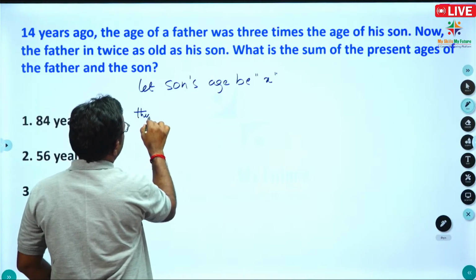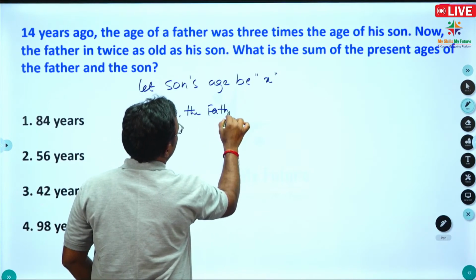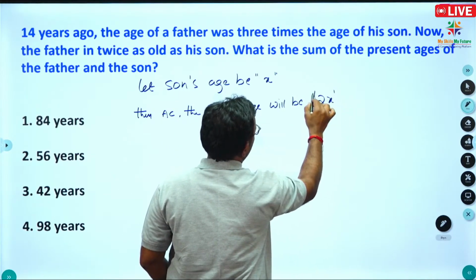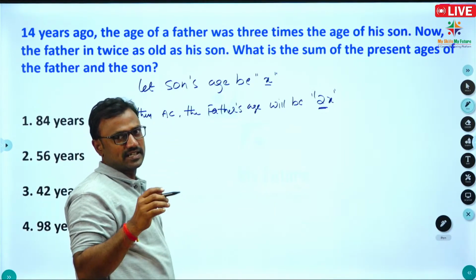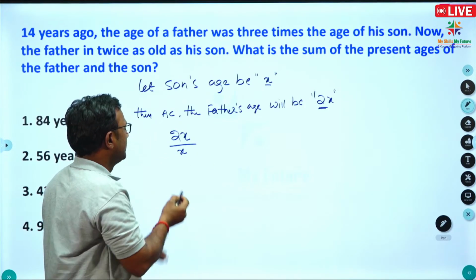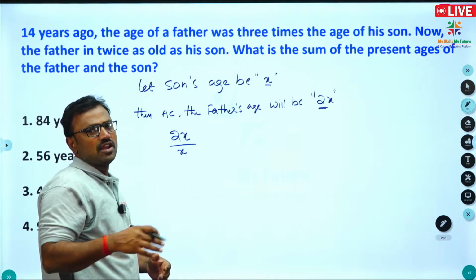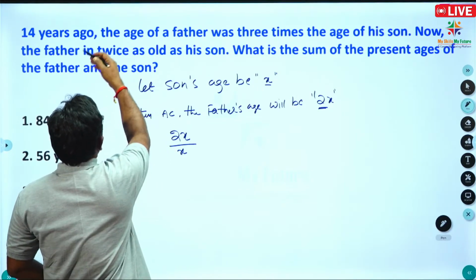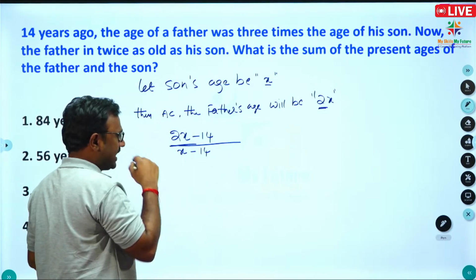So according to the question, the father's age will be 2x. So the ratio of father's age to son's age at present is 2x by x. According to the question, the present age of father is twice as old as his son. So I am taking x as the son's age, and then the father's age will be 2x. Fourteen years ago, just minus 14 for both son and father.